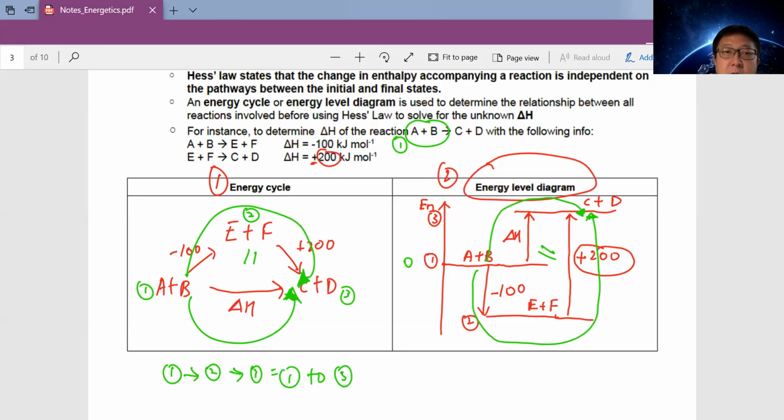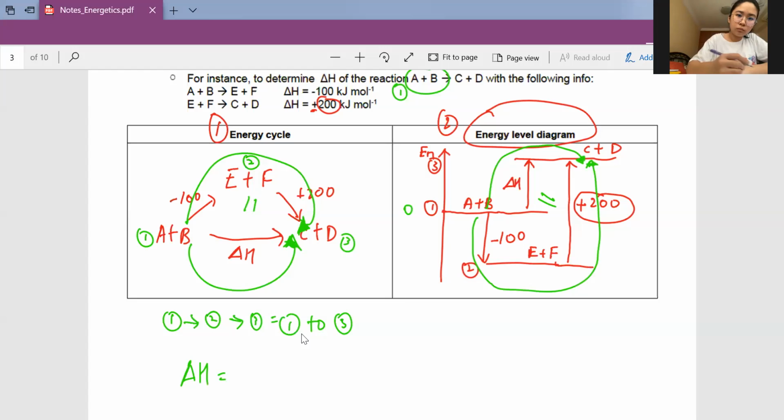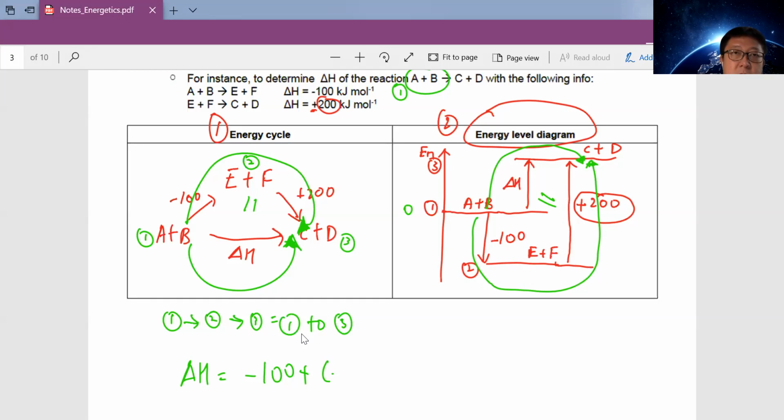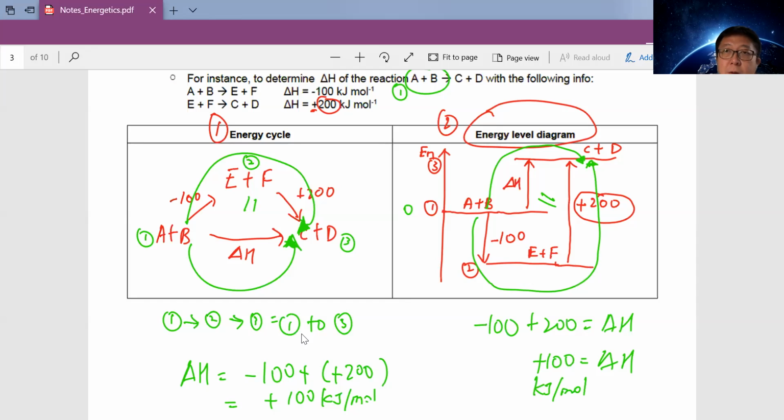Okay, so now you see from here, can we solve using Hess's law, the two methods? For example, here in the energy cycle, can we say that enthalpy change H equals negative 100 plus positive 200, which is positive 100 kilojoules per mole? Same thing, energy level diagram. So see here, we do the same thing. Negative 100, I follow the number 2, this loop coming down, plus 200 must be the same as enthalpy change H. So enthalpy change H will be positive 100 kilojoules per mole. Same answer.